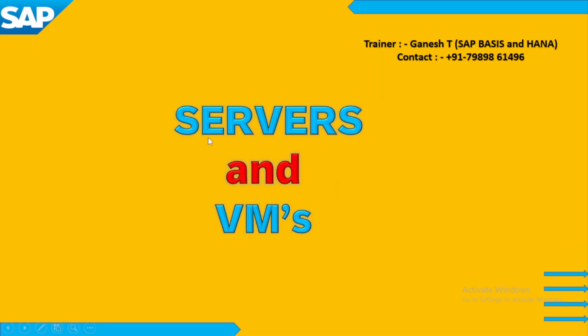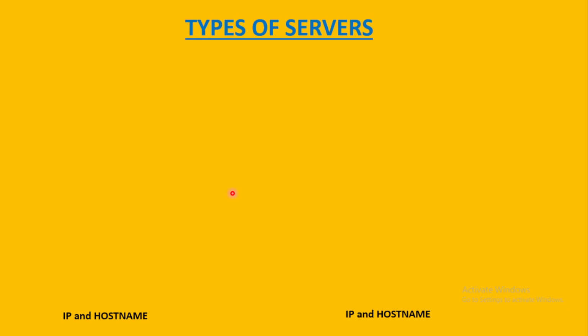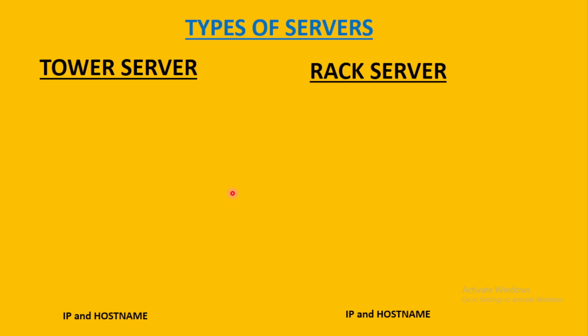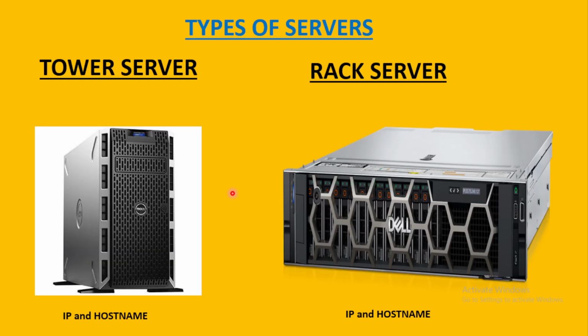So first we'll talk about servers. When coming to servers, we have two types. One is tower server and one is rack server. And they look like this. In real time, in the data centers, they will use rack servers only. They will not use tower servers. Tower servers are used in small companies mostly for internal purposes. But in real time, these rack servers will be used.